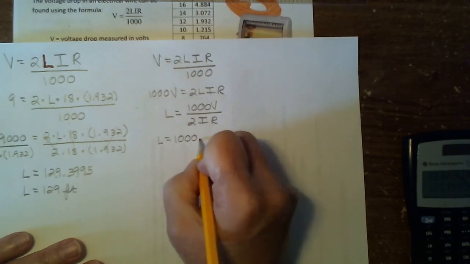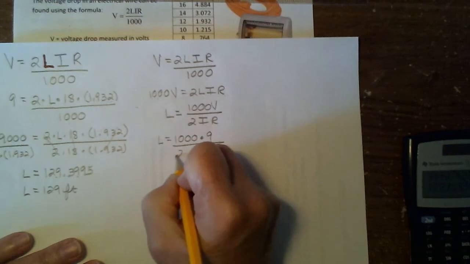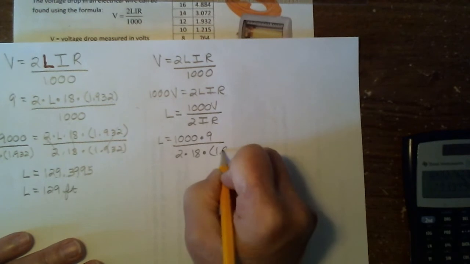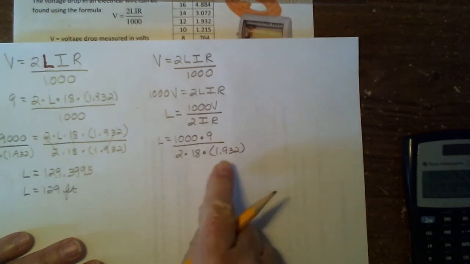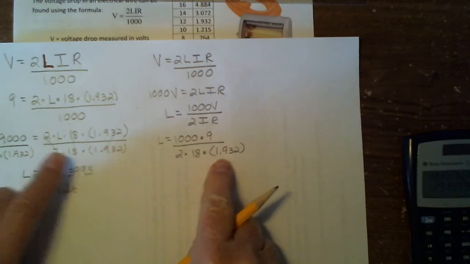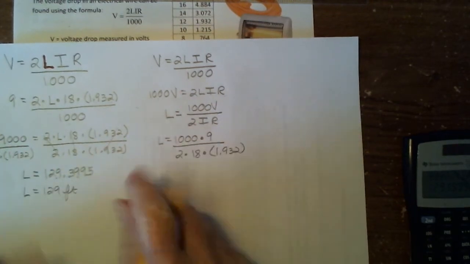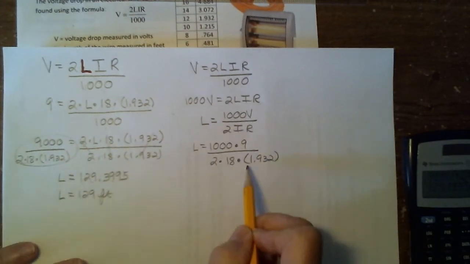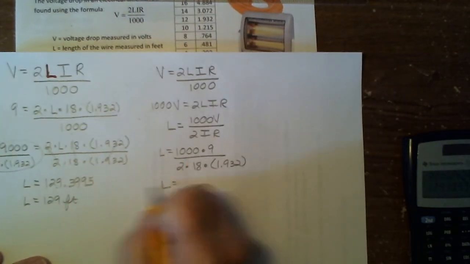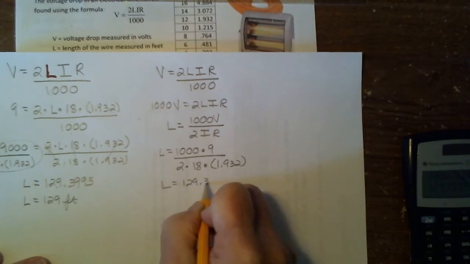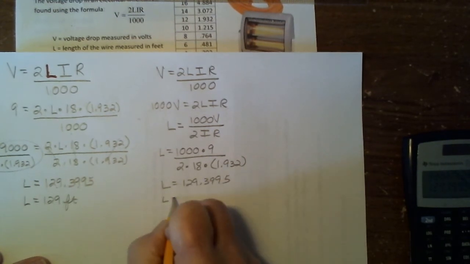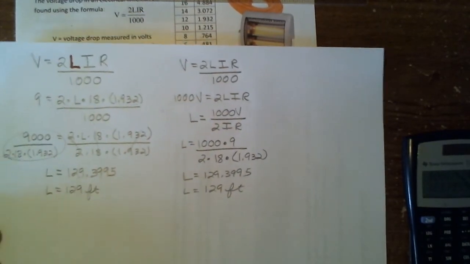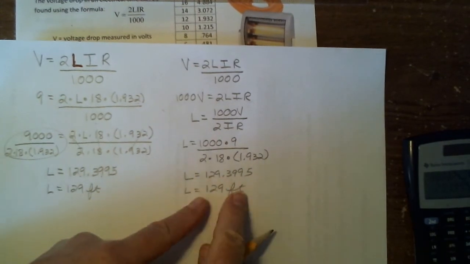And now I'm ready to substitute in my values. My voltage was 9. My current was 18. And my resistance was 1.932. Well, looky here. It's going to give me the same thing. And all of this matches exactly what I have here. So I better come out with the same answer. 129.3995 and round it off. And there you go. So, which one did you like better? A or B? I like B.